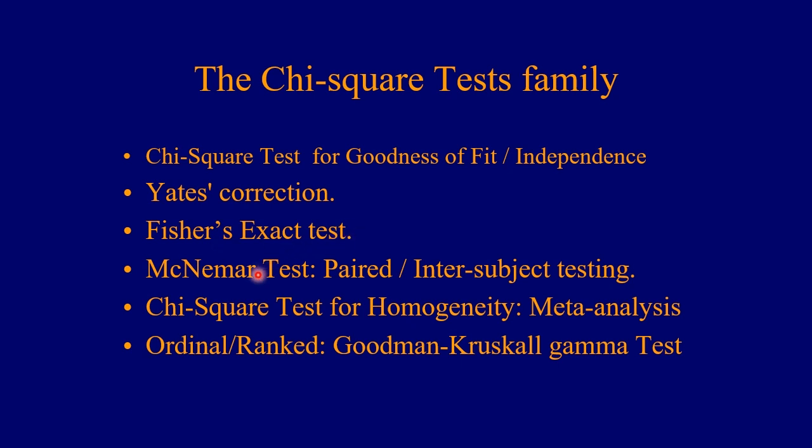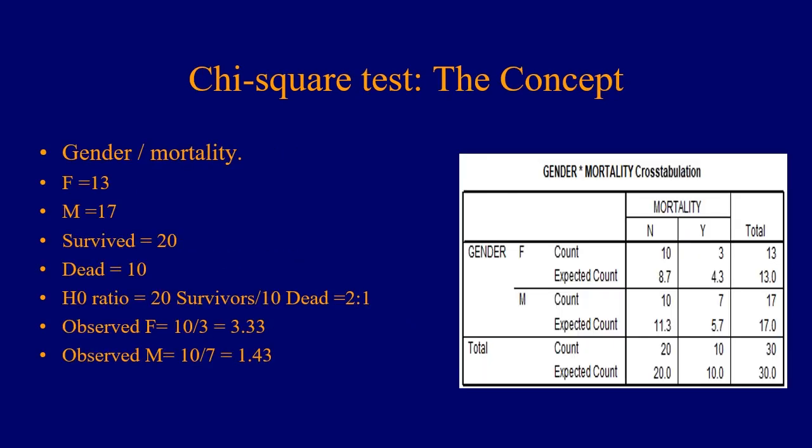And there is another version of the chi-squared called McNemar's test, used if the data is paired or if you are using it to test inter-subject testing. And of course, chi-squared tests can be used to test for homogeneity in meta-analysis. And there is a non-parametric version of the chi-square test called the Goodman-Kruskal gamma test, used for ordinal data using ranking. So how does the chi-square test work?